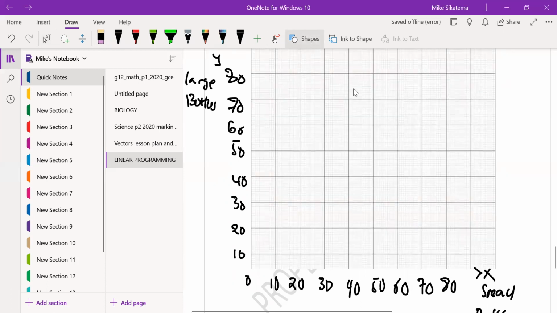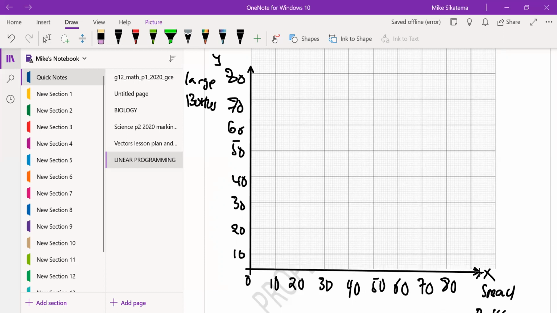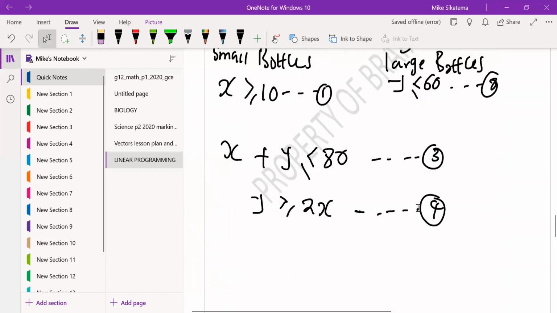Now, let me use this arrow. Mathematics exam coming for you. Okay, then the other line, which is the x-axis. Okay, so now the only thing that we have to do is plot the inequalities.